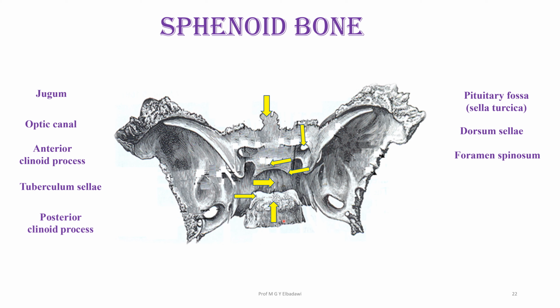Then we can see the foramen spinosum here, which we have seen in the base of the skull in the first lecture. We can see the foramen ovale, and we can see the foramen rotundum here. That is the foramen rotundum, ovale, spinosum. Three of them are found in the greater wing of the sphenoid.